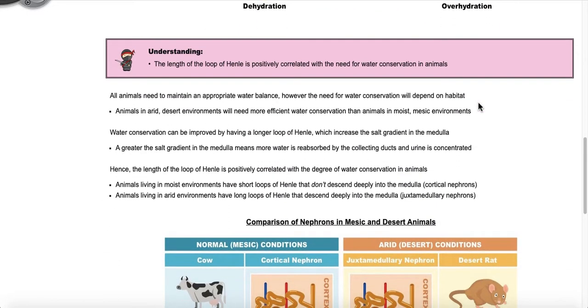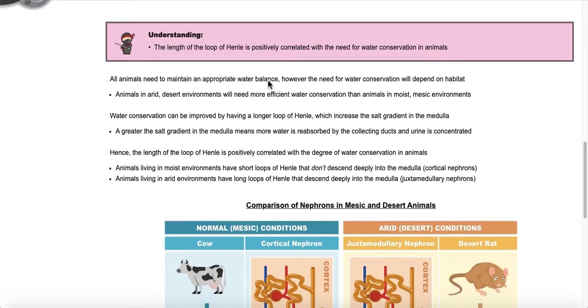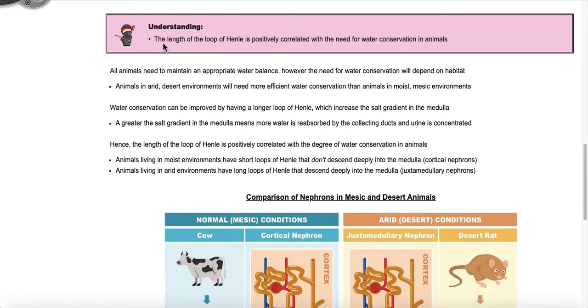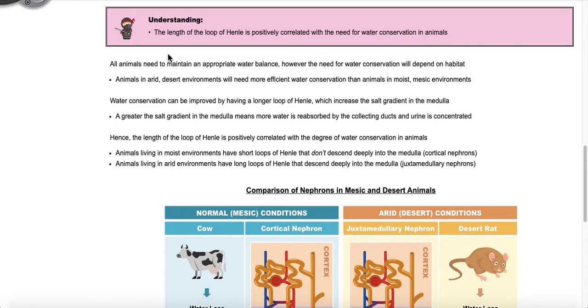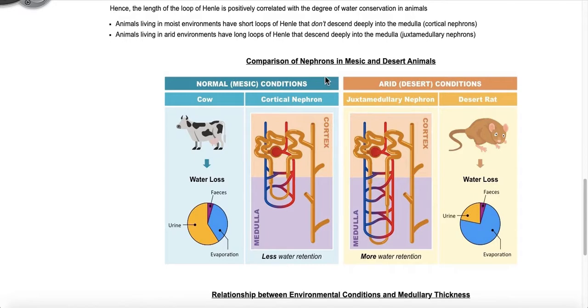So what else do we need to know about water balance? We've been talking about this in other videos, but the essential understanding here goes over a topic that I've mentioned before, which is that the length of the loop of Henle is positively correlated with the need for water conservation in animals. So if we look at this comparison of nephrons in mesic and desert animals, this is an animal that lives in normal conditions, and if you look at the length of the loop of Henle here, the loop of Henle is relatively short, right?